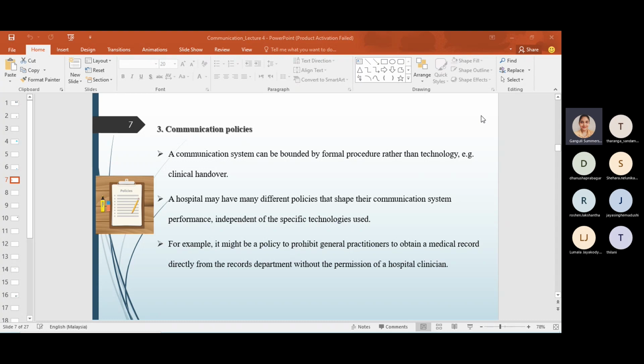Okay, so communication policies are the policies which are relevant to communication, the policies that you have for communication related matters. A communication system can be bounded by formal procedure rather than technology. Example, clinical handover. Clinical handover means when you hand over your clinical responsibilities to someone.